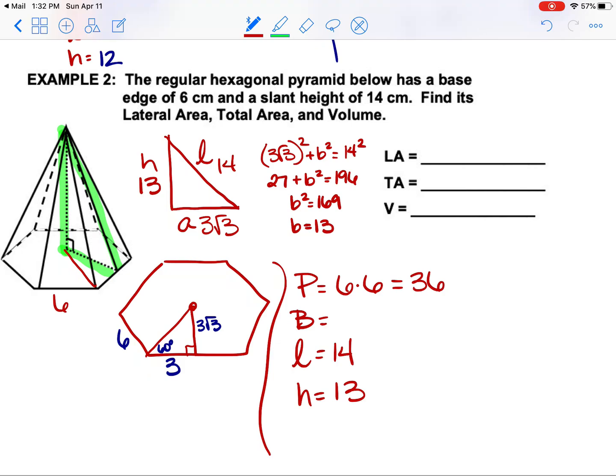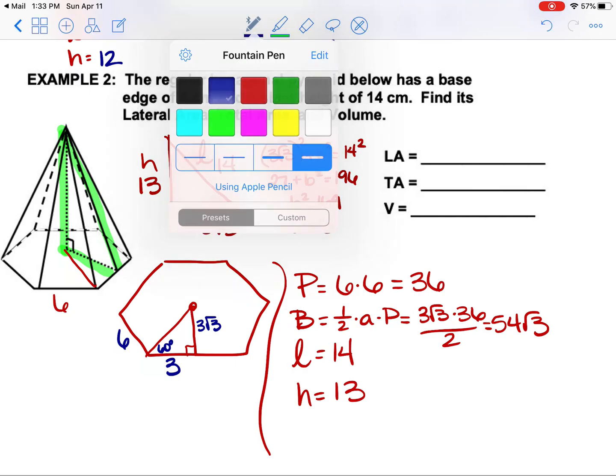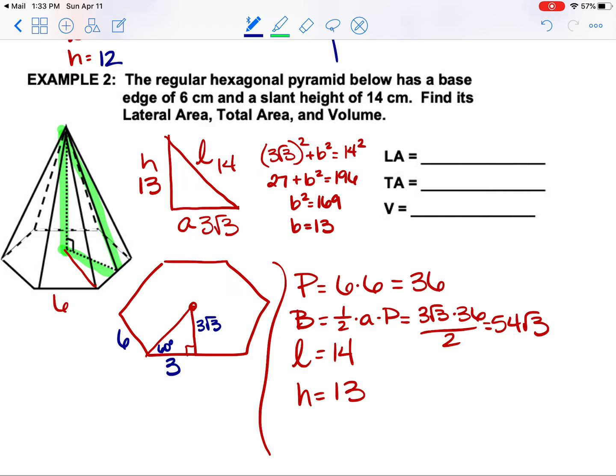Area of the base, remember we're going to do 1/2 times apothem times perimeter. We know our apothem is 3 square root of 3 times 36, our perimeter, divided by 2. 3 times 36 divided by 2 would give us 54 square root of 3. And now we have all of our variables there. So I'm going to put the work for the formulas up in the blanks because I'm running out of room.